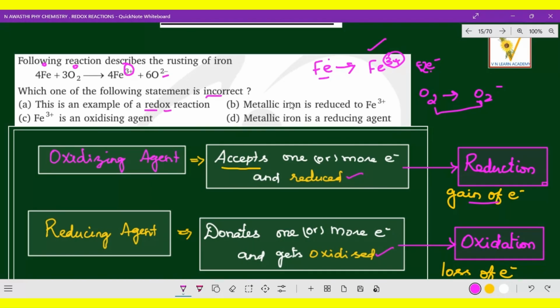Another question I just mentioned. So that means oxidation only is the increased form. Reduced will be the decreased form. In that, "reduced to Fe3+" will not be correct, and this is the incorrect option. So B is an incorrect option.